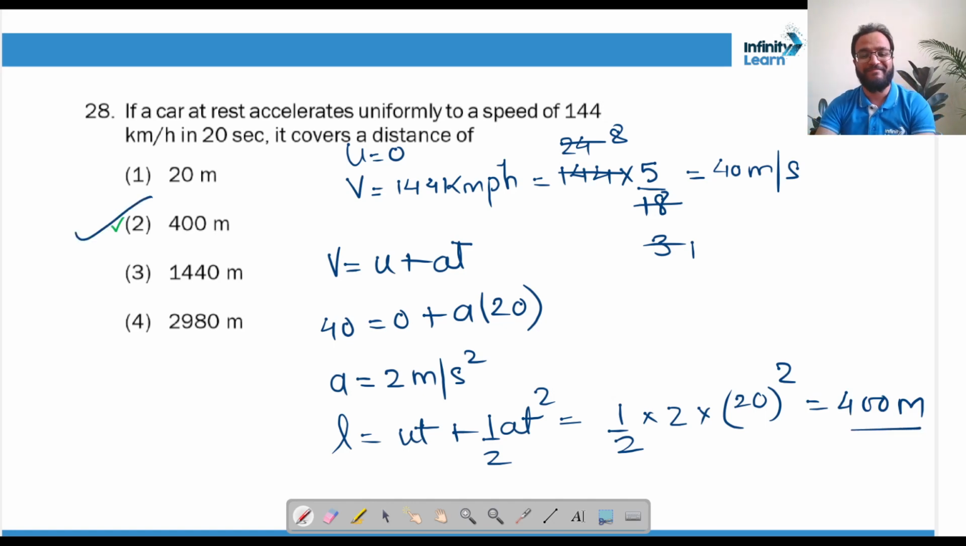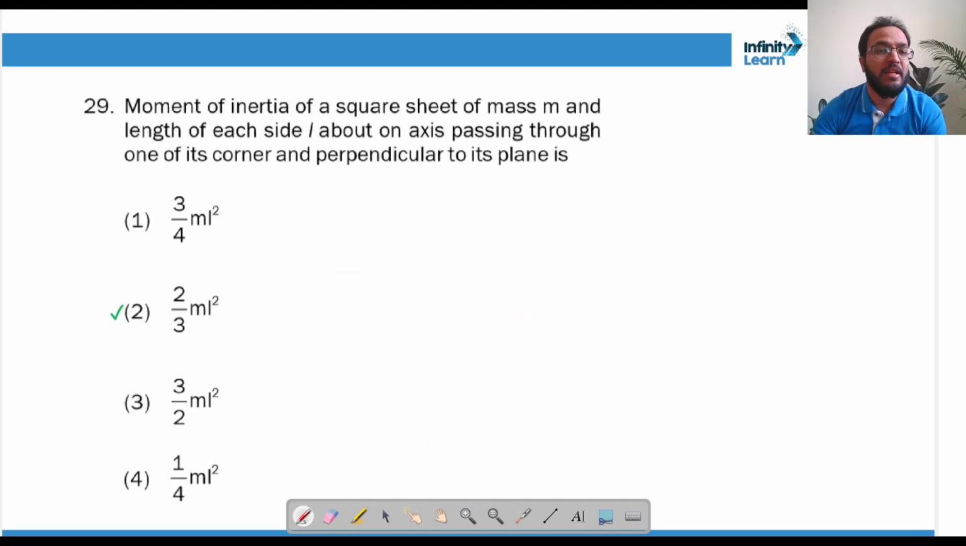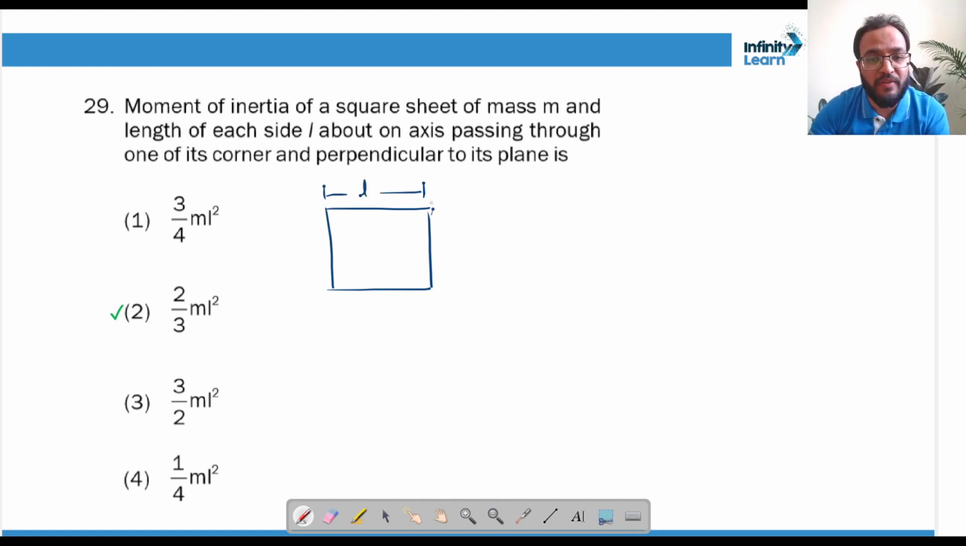Got it? Now next is moment of inertia of a square sheet of mass m and length L. Okay, this is a square sheet. Its length is L. About an axis passing through one of its corners. Do you know the moment of inertia about this central axis? Let's say this distance is x. This is the central axis passing through the center of mass.